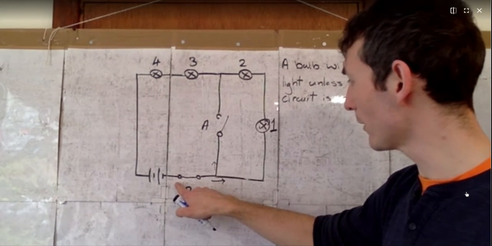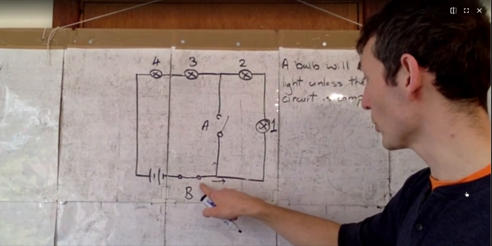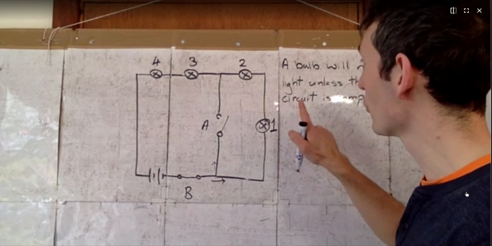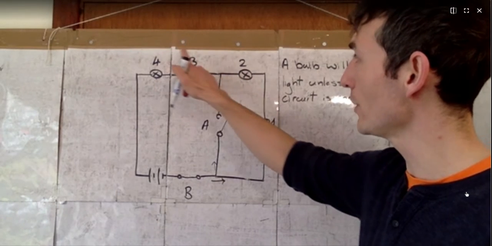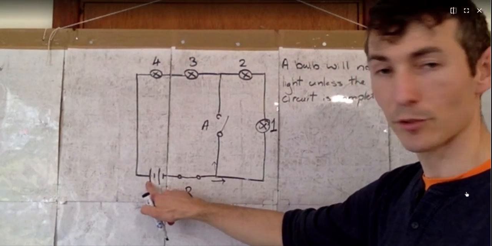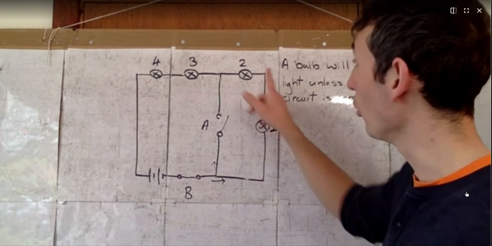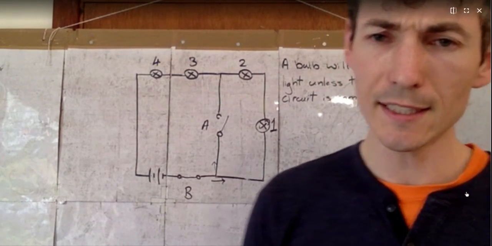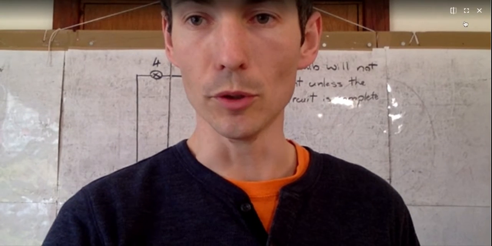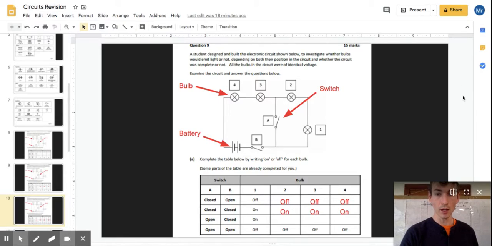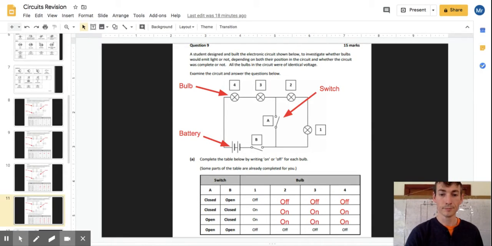Its only direction that it can flow is through switch B, off this direction, through bulbs 1, 2, 3, and 4, back around to the battery. We've got a complete circuit for all 4 bulbs. This means that all 4 bulbs are again going to be on. And the last part is done for us.